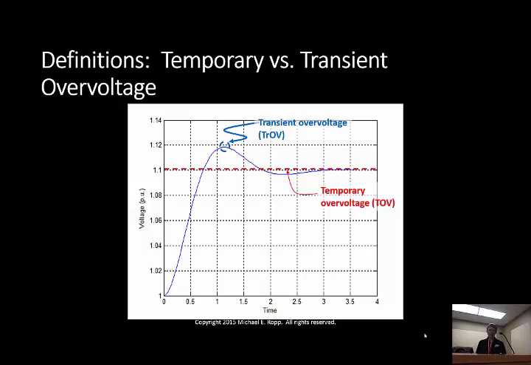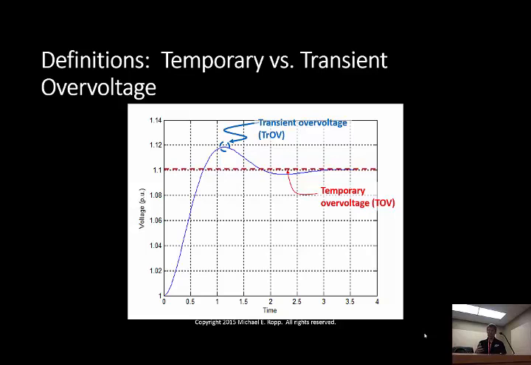When we say transient overvoltage, we're talking about, I think, what people would think of. You notice the blue curve, transient, that damps out. The top of that transient curve is what we're going to call our transient overvoltage. So it's the peak that we see during the transient. A temporary overvoltage is an overvoltage that occurs during a temporary condition.